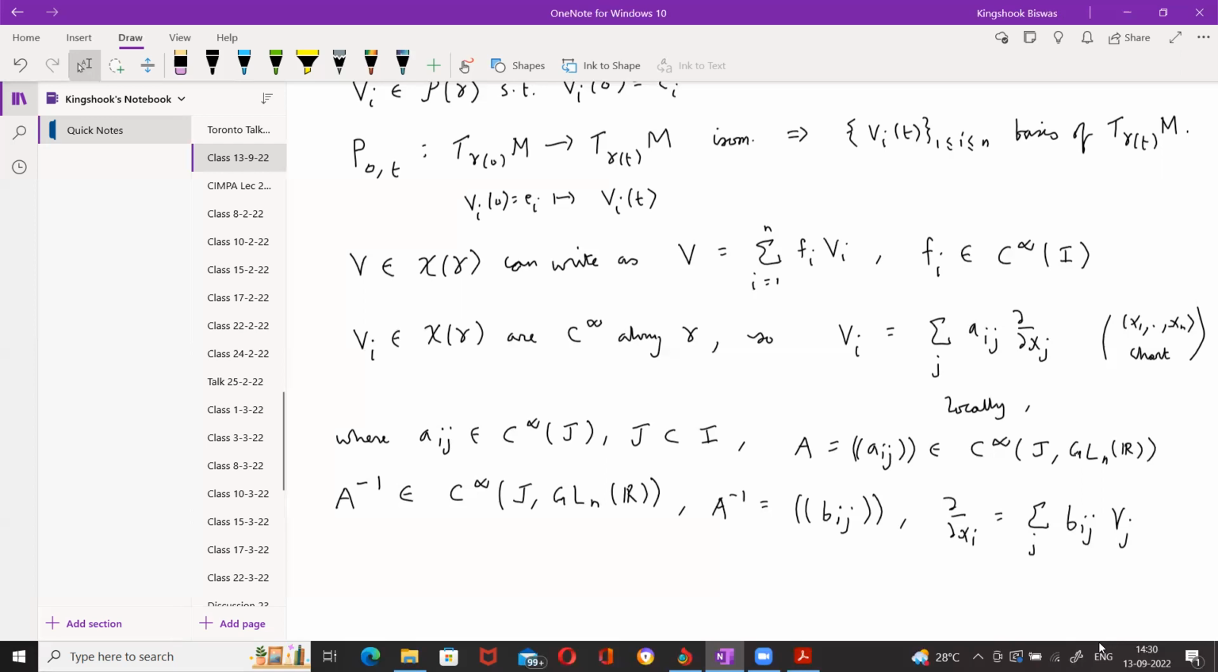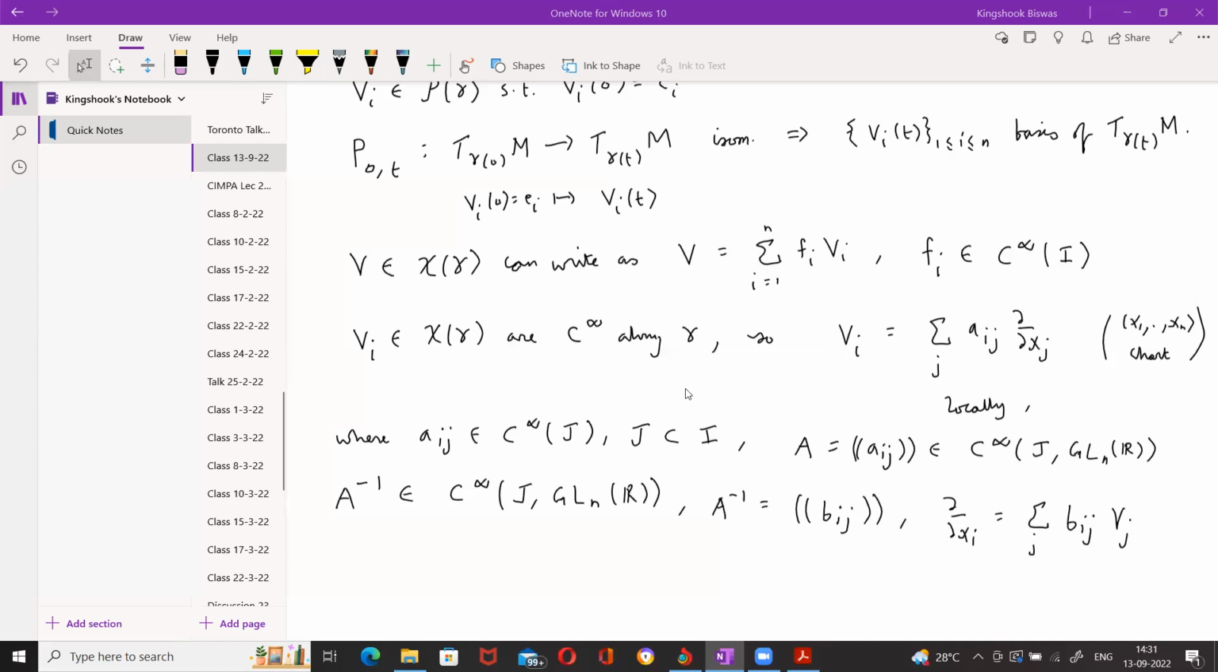Yes, Orkojit, you had a question? Yeah, so if I look at the dual of this VI in T star gamma TM, will that be smooth? I'm sorry, I didn't understand. What do you mean by the dual? If I take EI, I take the EI star. The dual basis. Okay, the dual basis. That will also be smooth, right? Yeah, that will be smooth. But that depends on the fact that the VIs are smooth, right?